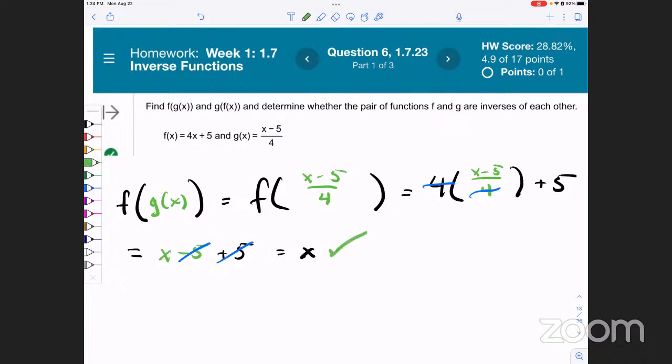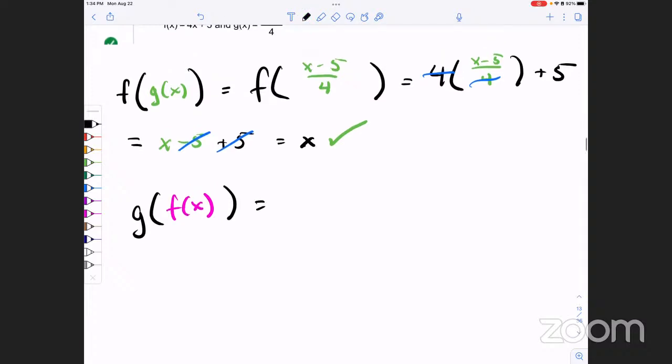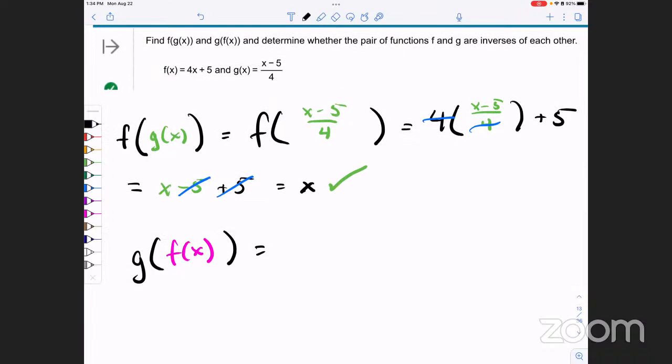But again, to verify that they're inverses, we have to reverse the order and we should get the same result. So this time we're going to say g of f of x. I'm going to use this color, whatever fuchsia is. Because when I think f, I always think fuchsia. Now f of x is that 4x plus 5. So we're writing g of x like normal, but replacing all the x's with the fuchsia thing. So then we're going to say x minus 5 over 4.